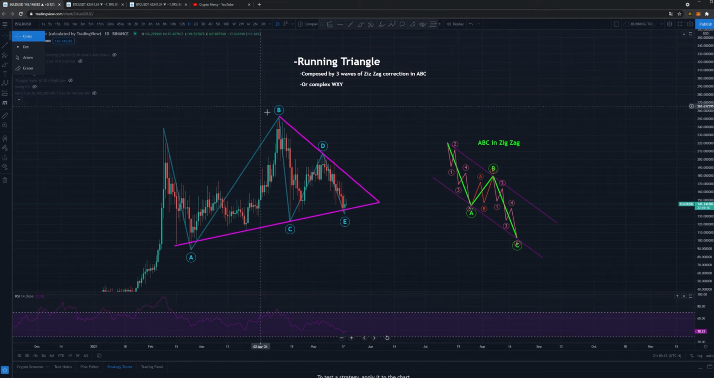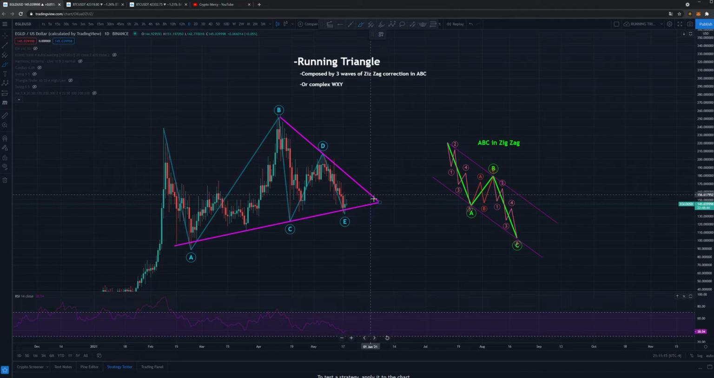Okay, very simple. But sometimes a running triangle too can be formed by a complex WXY here on the A wave, the C wave, or the E wave. Anyway, we will not go over those complex WXY today, but maybe sometimes. But now what I want to show you is how you can trade this breakout right here.